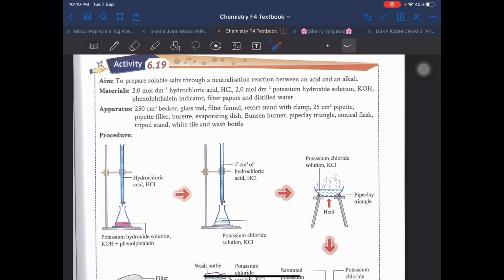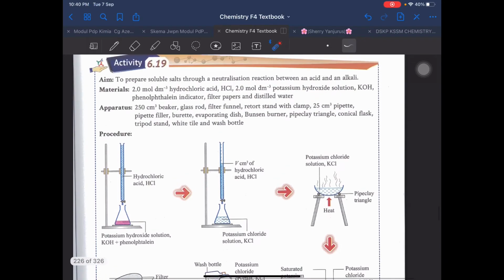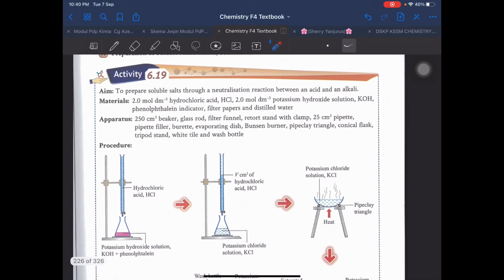Apparatus: 250 cubic centimeter beaker, glass rod, filter funnel. If you forgot what is filter funnel, filter funnel adalah corong turas. Retort stand with clamp. This is retort stand with clamp. 25 cubic centimeter pipette, pipette filler, burette, evaporating dish, Bunsen burner, pipe clay triangle, conical flask, tripod stand, white tile, and wash bottle. Quite a lot of apparatus needed to prepare soluble salt through neutralization.